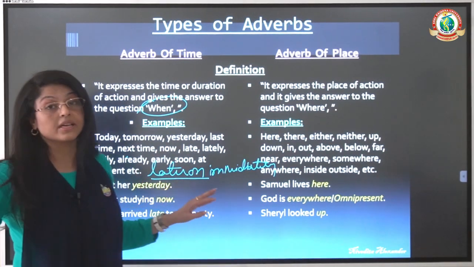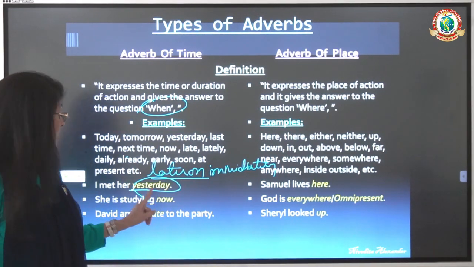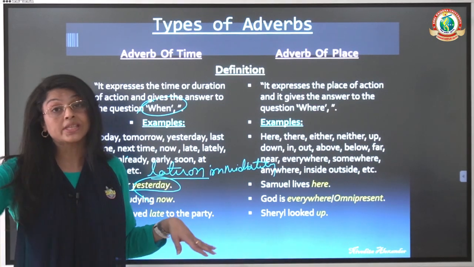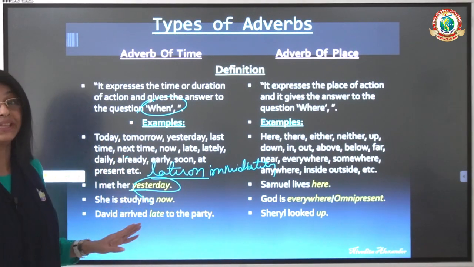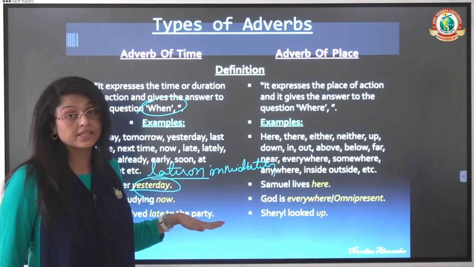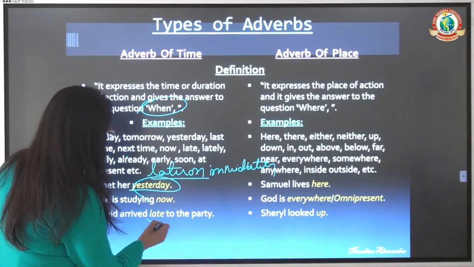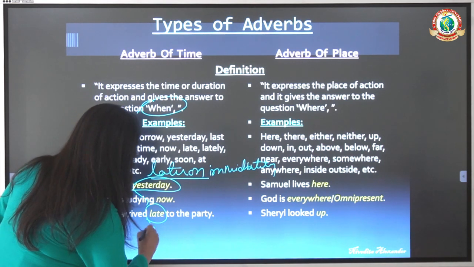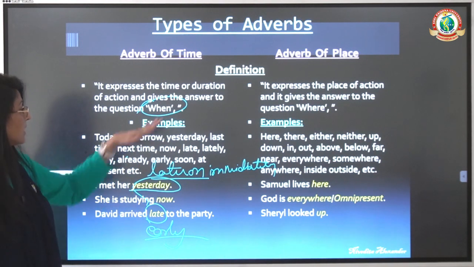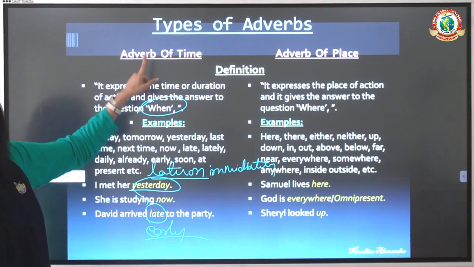I met her yesterday. So this yesterday, of course, is showing the time. When did you meet her? Okay. She is studying now. She was studying then. So now, then, again. Okay. David arrived late to the party. So this word late. David arrived late. You can also replace it with early. This is also an adverb of time. It is imposing the question, right? When the question when is imposed, then it's an adverb of time.